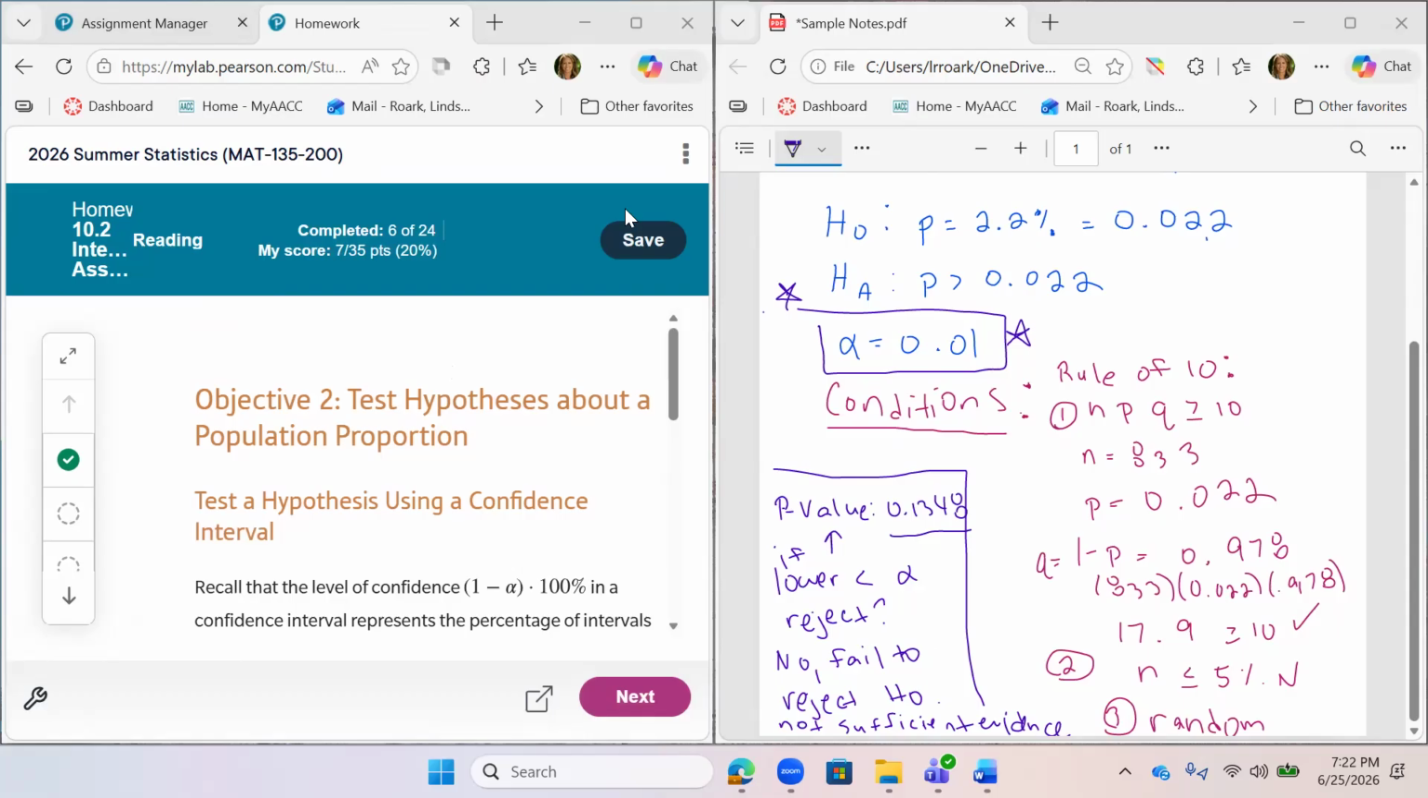I know it just sounds like a whole bunch of hogwash right now, but I feel like once you practice it and see it over and over again, hopefully it'll feel a little bit better.